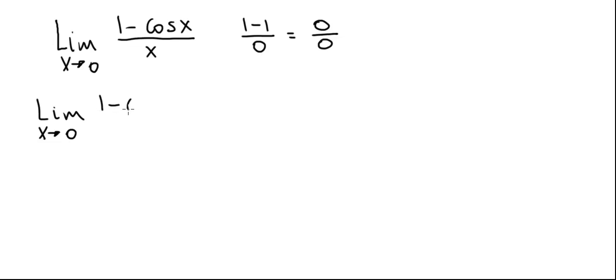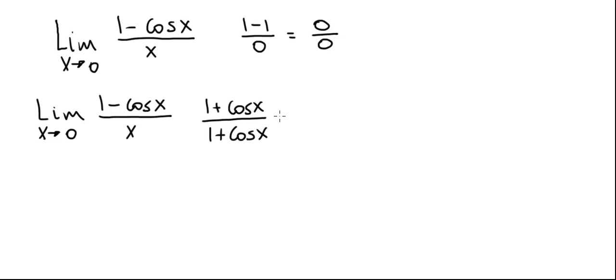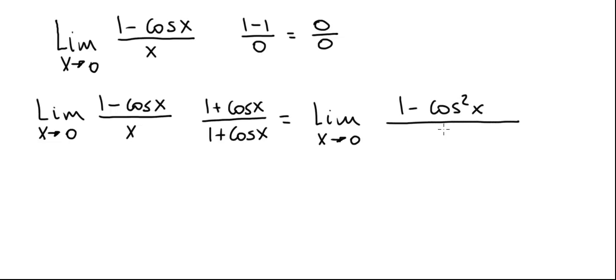The way to do that is to multiply the numerator and the denominator by 1 plus cosine of x. So (1 plus cosine of x) divided by (1 plus cosine of x). And this is equal to the limit as x approaches 0 of the numerator, 1 minus cosine squared of x, and the denominator, x times (1 plus cosine of x).